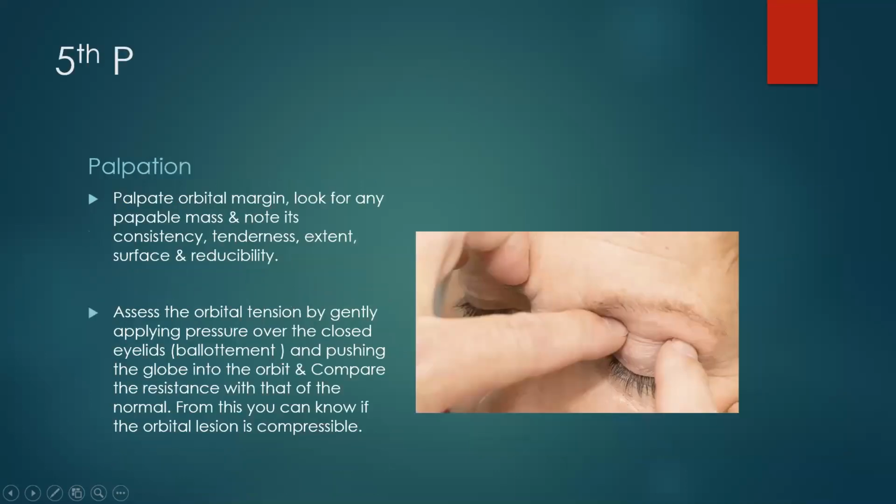The fifth P is palpation. We have to palpate the orbital margin and look for any palpable mass, and note its consistency, tenderness, extent, surface, and reducibility. With palpation, we can also assess the orbital tension by gently applying pressure over the closed eyelids, called ballottement, pushing the globe into the orbit, and comparing the resistance with that of the normal eye. From this, you can know if the orbital region is compressible.